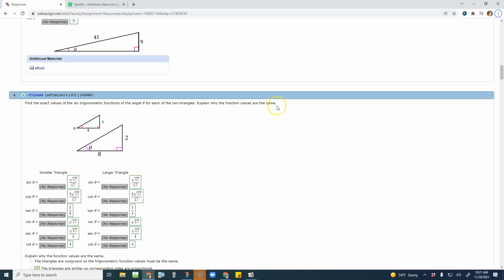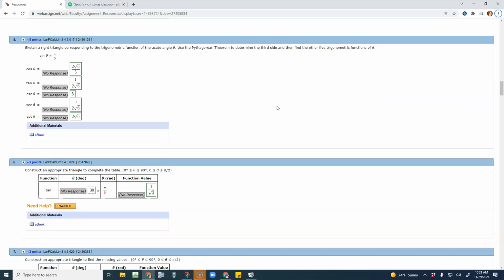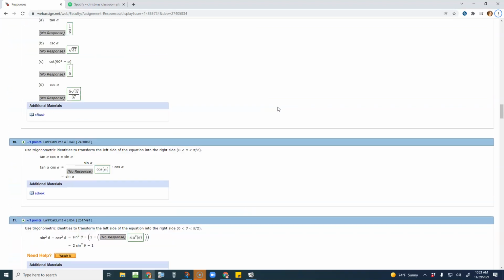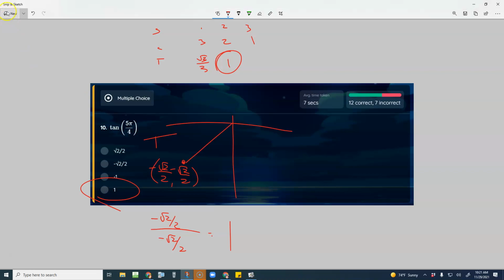Let's go check out number 5. Oh, what? Do we want to change one? Oh, number 9. Sorry. Okay, don't get lost. Number 9. Oh, this is a fun one. Did you guys forget how to do this one?